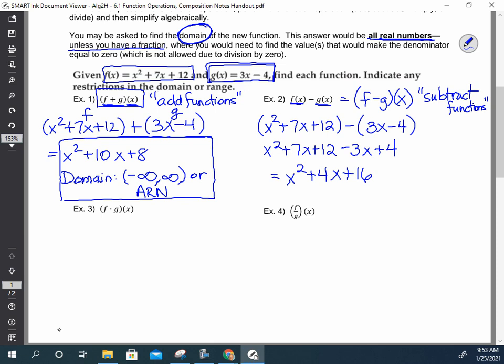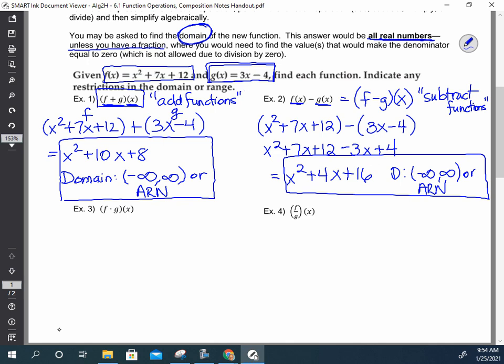Okay, if I mess up with the simplifying somewhere, make sure you say something. So we finished simplifying. There's no fraction. That means there's no restrictions. So your domain, negative infinity to positive infinity, or all real numbers. Questions on 1 or 2?